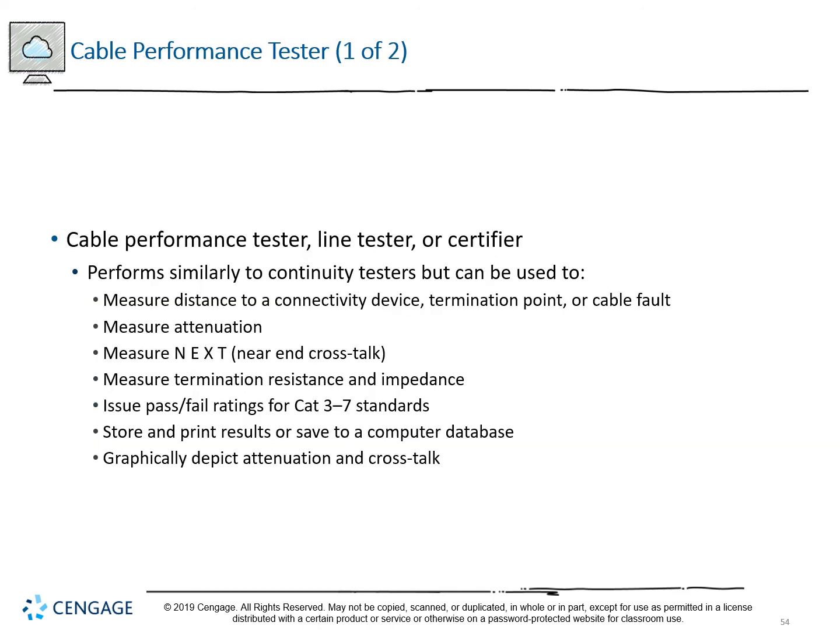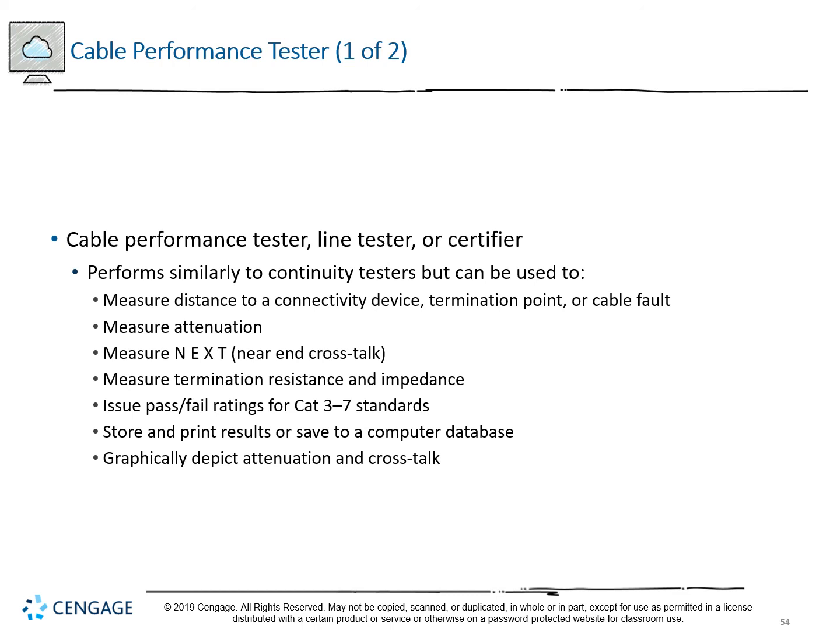A cable performance tester, also called a certifier, is much more detailed. This is going to perform a lot of the same stuff that a continuity tester does, but this can measure not only the length of a cable, but the distance to a connectivity device, termination point, or cable fault. It measures attenuation, it measures NEXT, so you can check your crosstalk. It doesn't see alien crosstalk quite the same way, but it will tell you based on the attenuation if that's occurring. It can check your termination resistance and impedance, make sure that your heads are good quality, making sure that they can pass or fail based on the different category ratings.